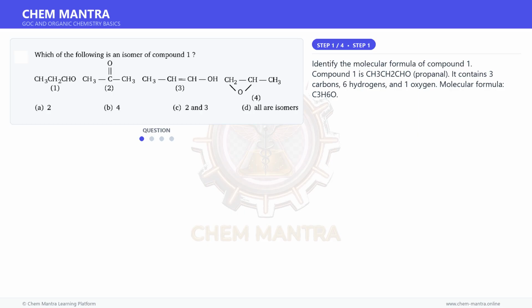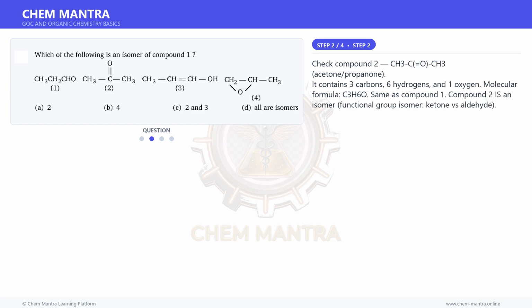Identify the molecular formula of compound 1. Compound 1 is CH3CH2CHO, propanal. It contains 3 carbons, 6 hydrogens, and 1 oxygen. Molecular formula C3H6O. Moving on to the next step.